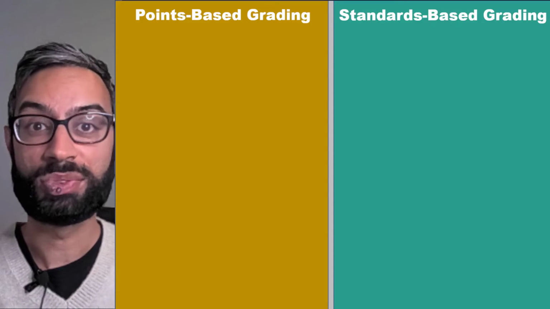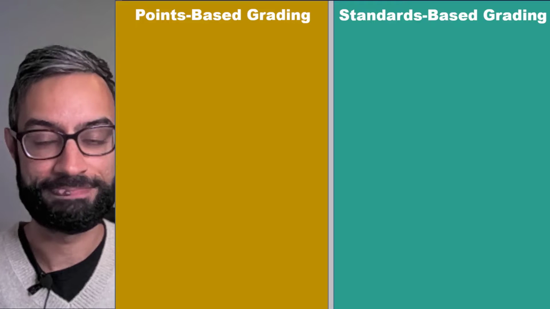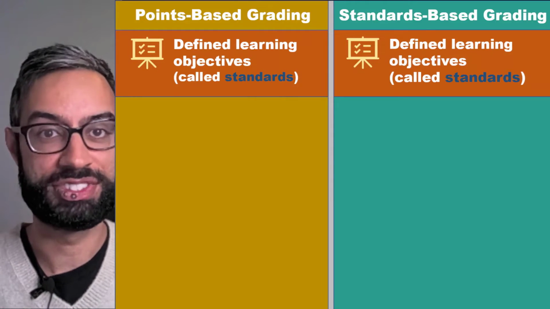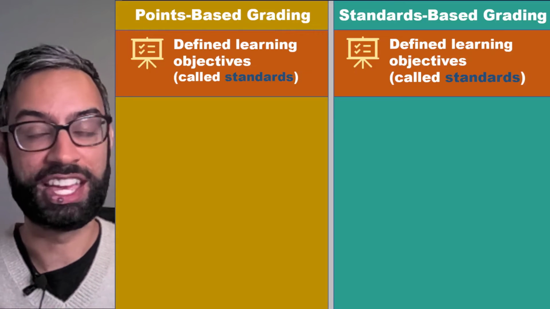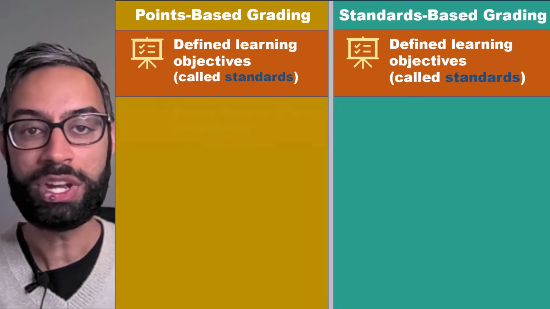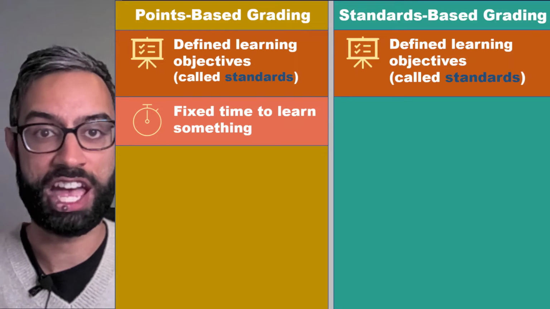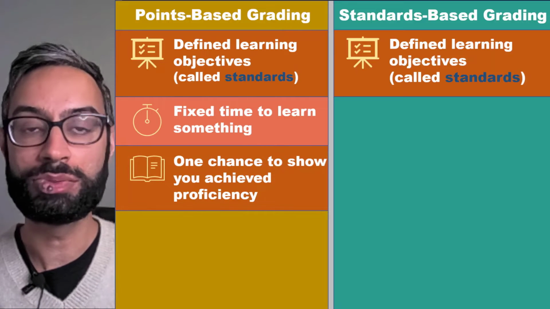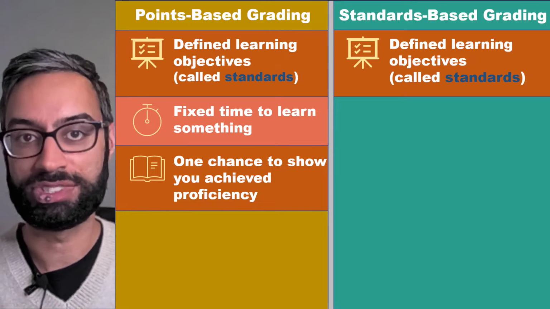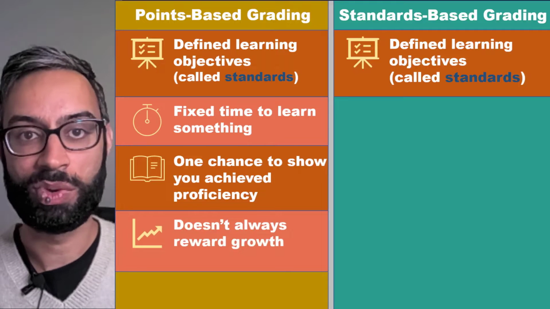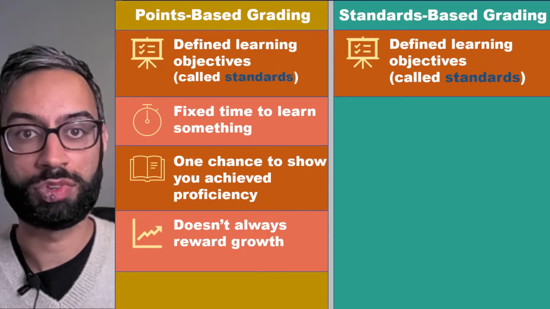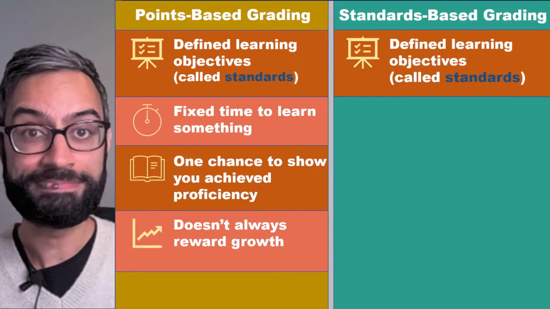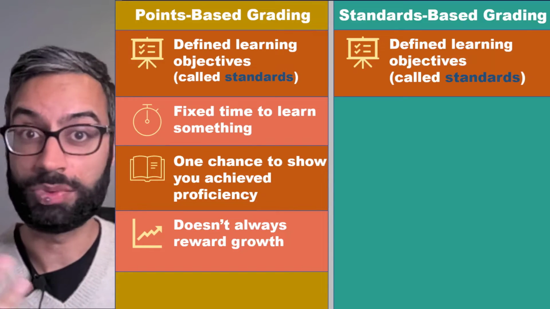How does a points-based grading system compare with a standards-based system? In both systems, instructors start with a set of learning objectives, things that they want students to be able to do, and I'm going to call these standards. In a points-based system, students have a fixed amount of time to learn something before they get tested on it. And on the test, they have one opportunity to demonstrate that they are proficient at those skills. So this system doesn't always support student growth because if a student performs poorly on early assessments, even if they put in the work to improve their skills, that early low score may still weigh their grade down.